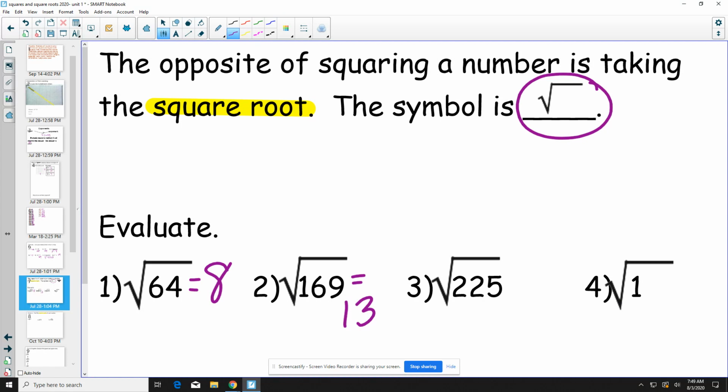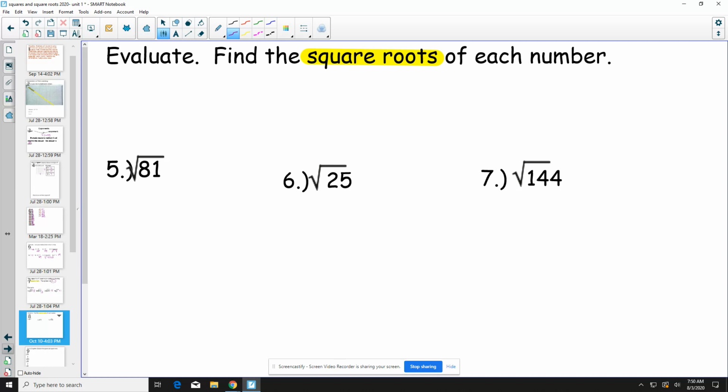Number 3, the square root of 225. If I look at my table, I'm looking for my perfect square numbers. I'm looking for 225. The number times itself to give me 225 is 15. Number 4, the square root of 1. What number times itself gives me 1? That would be 1. You try number 5. Find the square root of 81. That would be 9. 9 times 9 is 81.